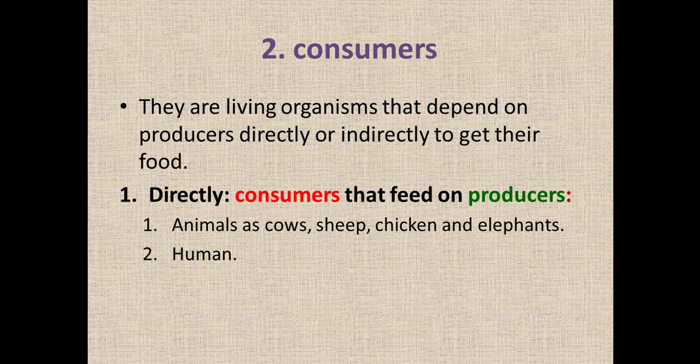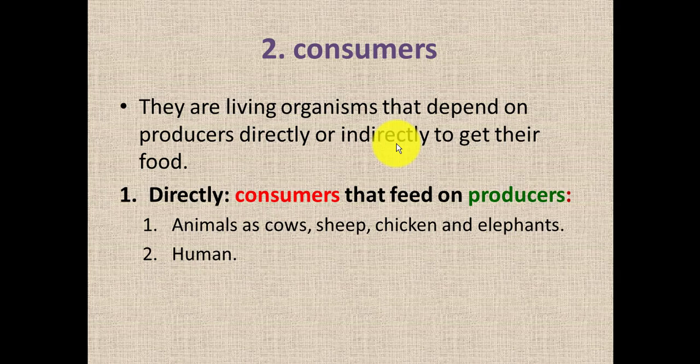Number 2 of the classification, we have consumers. What is a consumer? The consumer is the living organism that depends on producers directly or indirectly. What does this mean? Consumers are animals that feed on the plants, feed on producers, eat the plants directly, or indirectly when they eat another animal that eats the plants. Okay, we will explain it in detail.